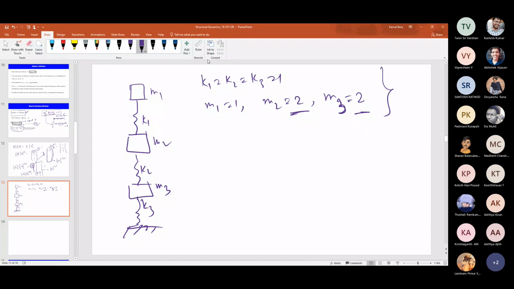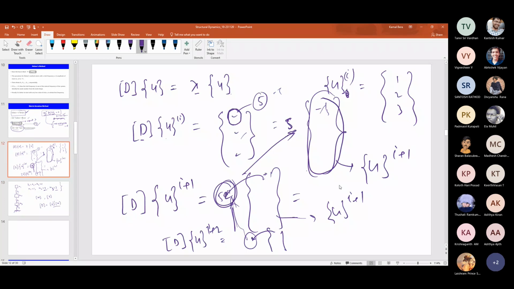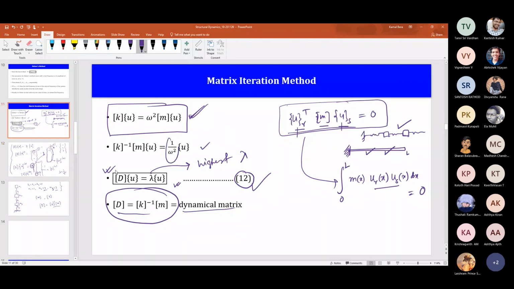If these parameters are used, first construct the D matrix. Construct the mass matrix and the K matrix that we already constructed in the last class. Then find the dynamical matrix, that is K inverse M, and do the procedure that I just discussed. Then you will find the first eigenvalue and eigenvector. Once you get this lambda, lambda is equal to 1 by omega square, so you can find omega, right?